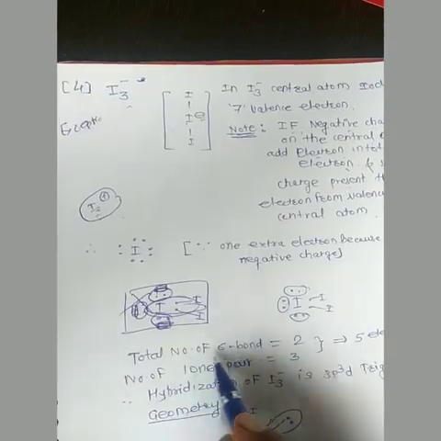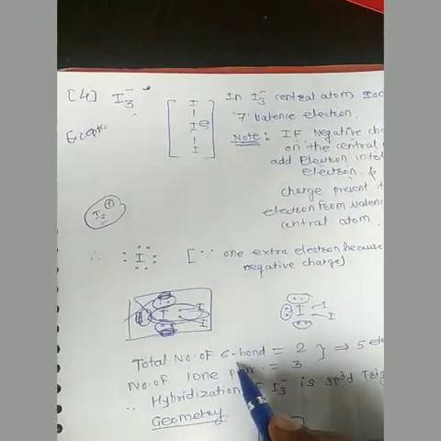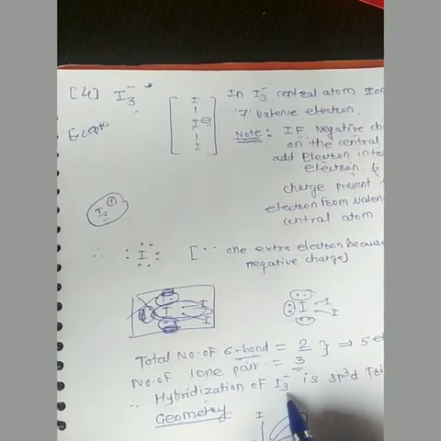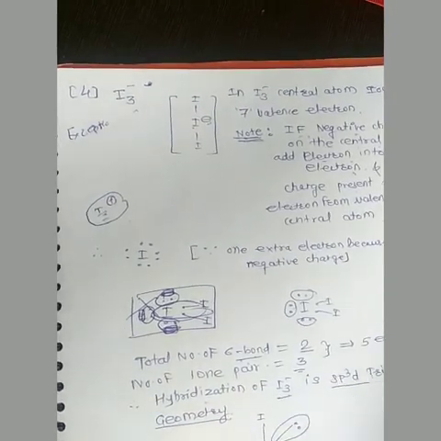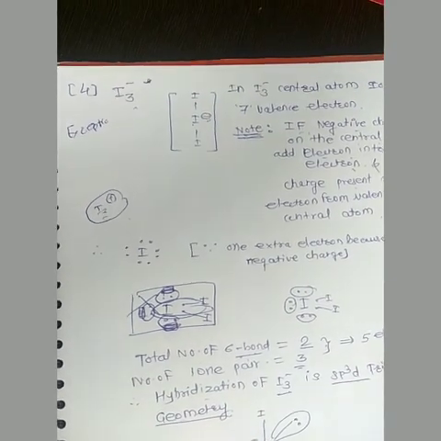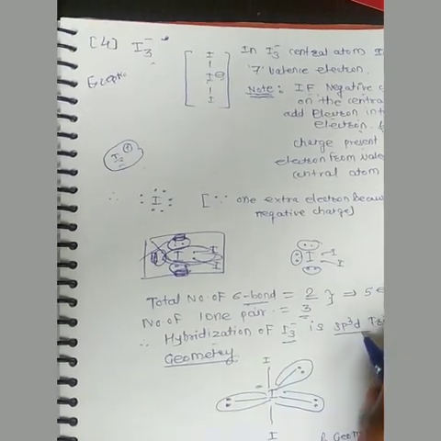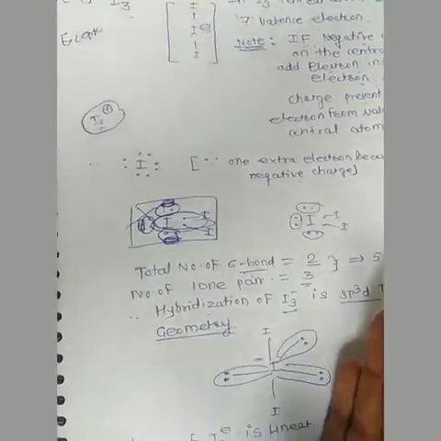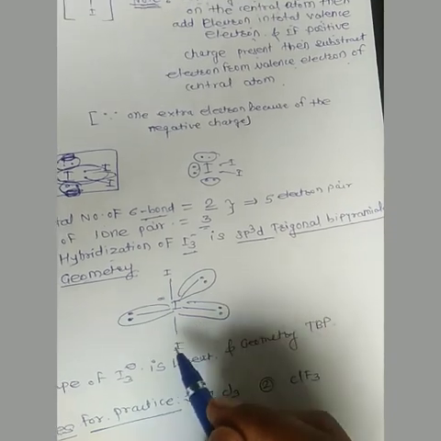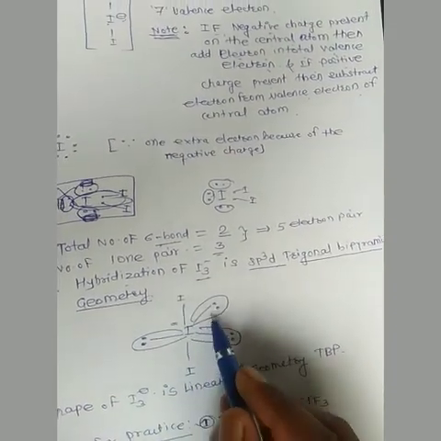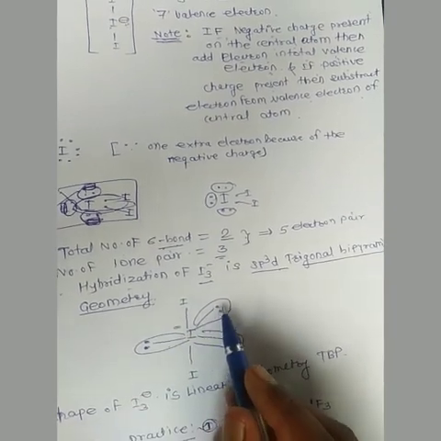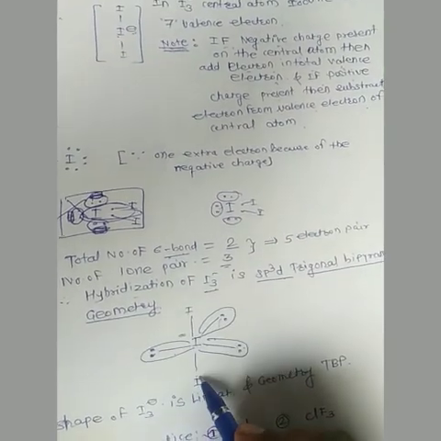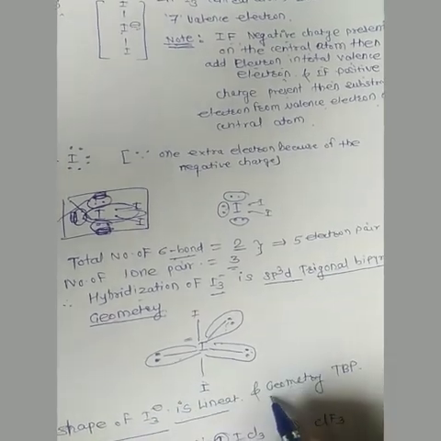Therefore the total number of sigma bonds in I3 minus is 2, and the total number of lone pairs is 3. Therefore the hybridization of I3 minus is sp3d, having trigonal bipyramidal geometry. We know the rule for sp3d hybridization: if lone pairs are present, they are put at the equatorial positions, and for octahedral geometry, lone pairs are put at axial positions. So in sp3d hybridization, the lone pairs are present at equatorial positions. There are 3 lone pairs at the equatorial positions and 2 bond pairs at the axial positions. So the shape of I3 minus is linear and the geometry is TBP.